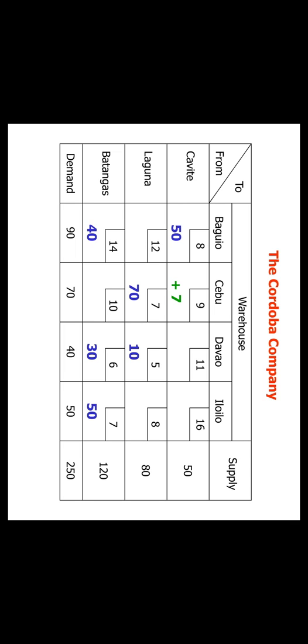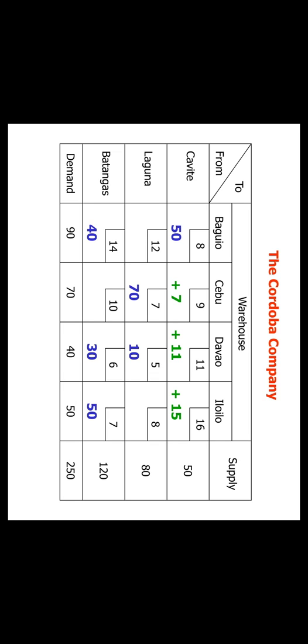Next, a new cell, the one with a cost of 11. The closed path would be from 11, you go down to the U cell with a cost of 6. Then go left to 14, go up to 8, back to 11. So in terms of improvement index, that would be plus 11 minus 6, which is positive 5, plus 14, which is positive 19, minus 8 is positive 11. Next is the unused cell with a cost of 16. The closed path would be from 16, you go down to 7, go left to 14, go up to 8, back to our 16. So in terms of improvement index, that would be plus 16 minus 7, which is positive 9, plus 14, which is positive 23, minus 8 is positive 15.